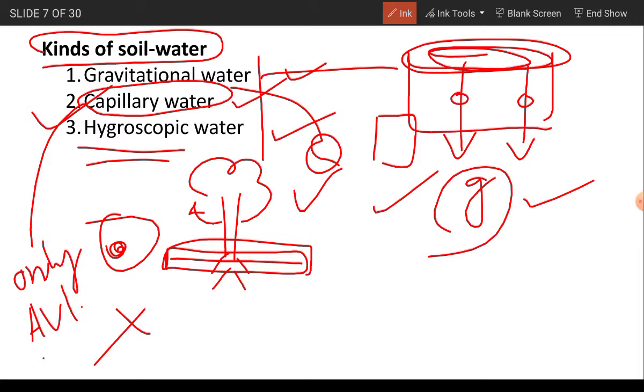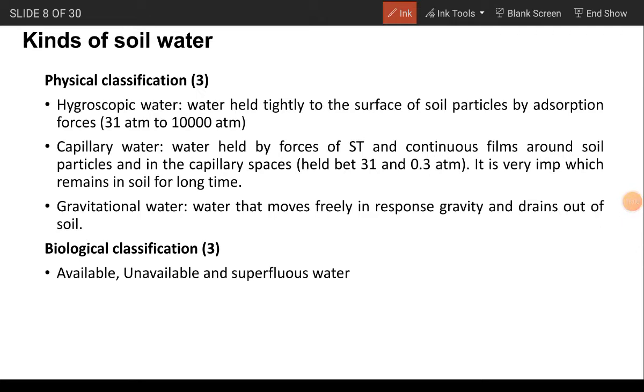Now comes the classification of soil water. There are two classifications. One is physical classification, another is biological classification. In physical classification there are three kinds of water, as I told before: hygroscopic water, capillary water, and gravitational water. Water held tightly to the surface of soil particles by absorption is called hygroscopic water.